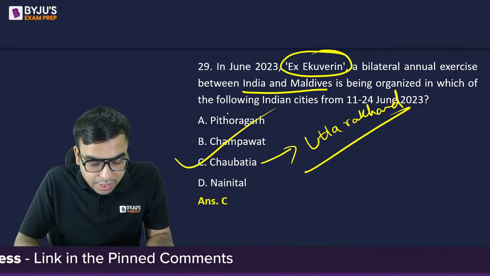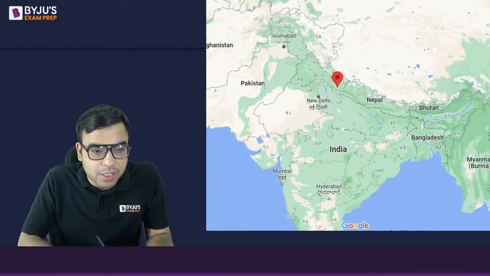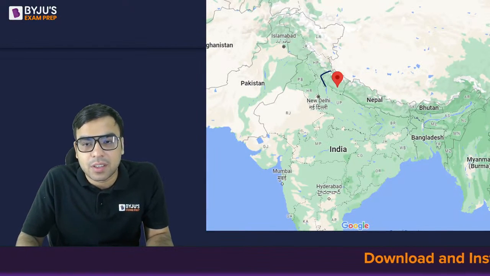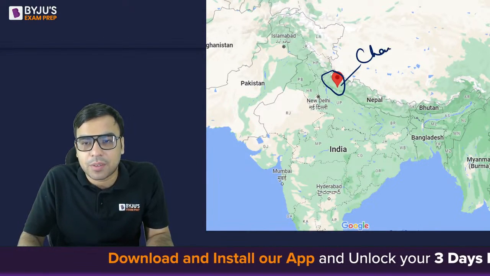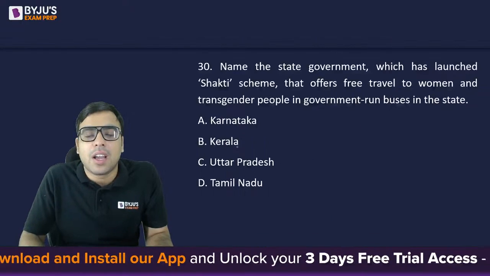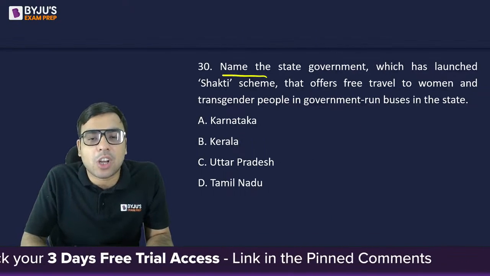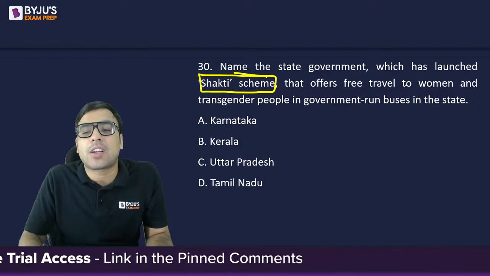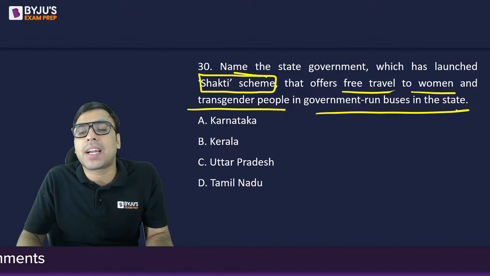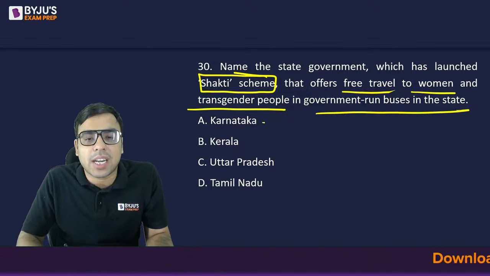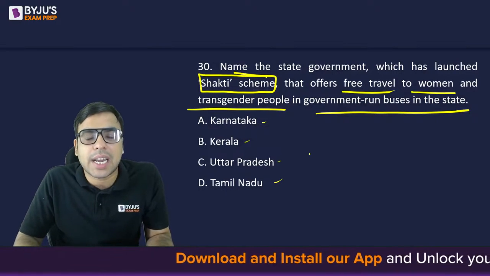Yes, Gauri, Gopal, Nitika, you all are right. हाँ, आप देख सकते हो यहाँ पर उत्तराखंड है और ये उत्तराखंड ये स्क्वायर वाला है ना, ऐसे में चौबेतिया मिलेगा आपको. Okay, yes. The next one is question number 30, which says, name the state government which has launched Shakti scheme that offers free travel to women and transgender people in government-run buses in the state. Your options are Karnataka, Kerala, Uttar Pradesh, Tamil Nadu. What is the right answer to this question?